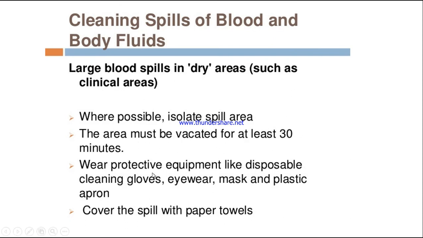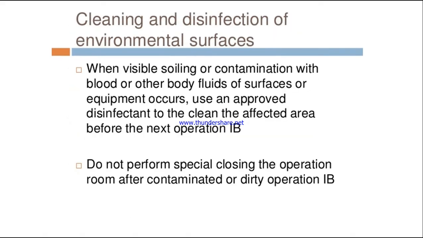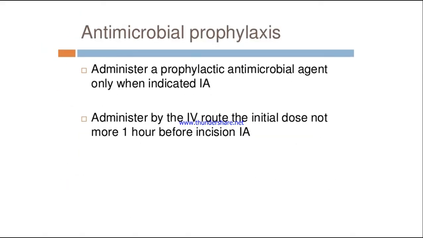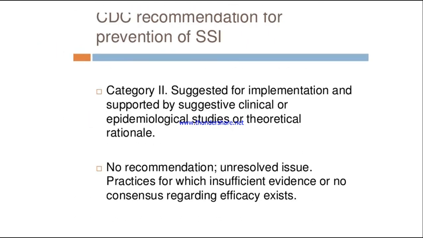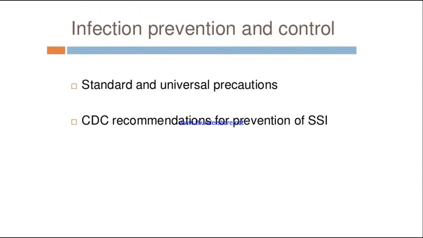We have to wear protective equipment like disposable cleaning gloves, eyewear, mask and plastic apron, and cover the spill with paper towels and disinfect the area by using disinfectant. Mainly sodium hypochlorite solution is being used to clean the spillage or to disinfect the spill. So these are some of the infection control protocols that have to be followed in the OT. I hope this is clear.